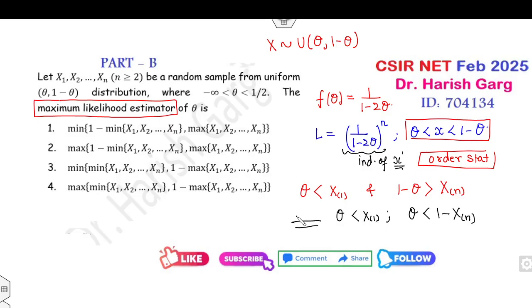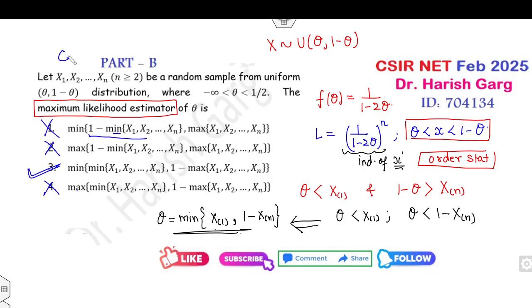So what does it imply? That means theta will be the minimum of the order statistics x1 and 1 minus xn, and that's the answer of this problem. X1 is the minimum of this, so it's a maximum, cancel. It is 1 minus x1, minimum is x1, that's wrong. So the right answer is C, my correct answer to this problem.